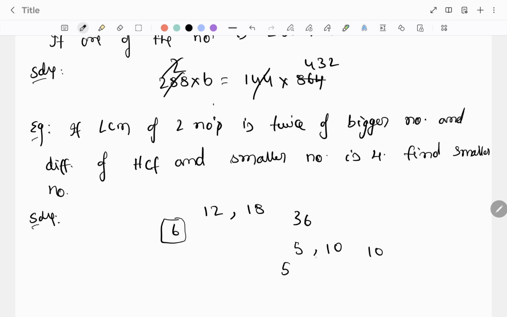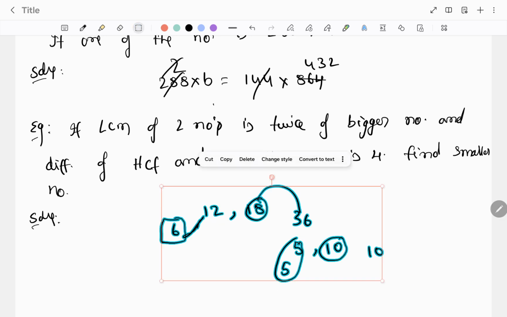By this we can say that the LCM will be either the bigger number or a multiple of the bigger number, and HCF will be either the smaller number or a factor of the smaller number. Means HCF must be less than the given two numbers or otherwise equal to the smaller number. If it is equal to the smaller number, then the difference of HCF and the smaller number will be 0, but here the question gives 4. So keep this in mind.